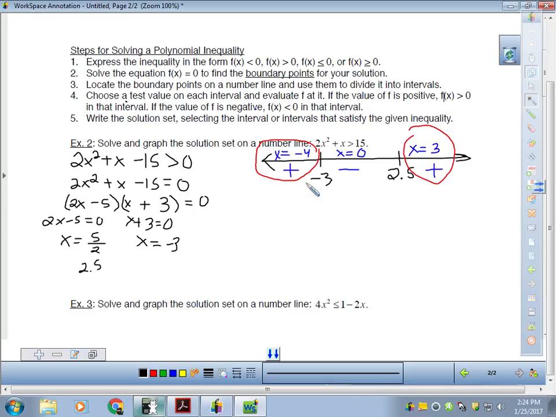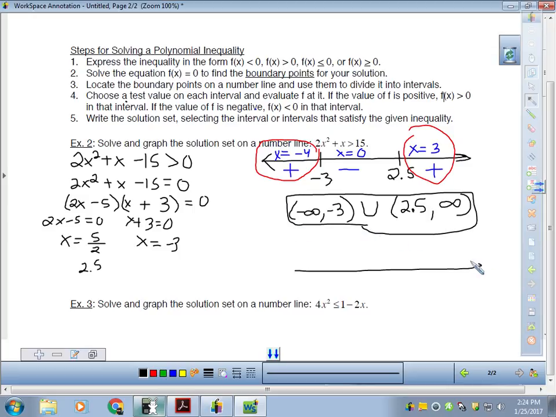So my answer is going to be this interval, which is negative infinity to negative 3. Do I include the negative 3? No, because I don't have an equal to here, so it doesn't work. So I'm going to exclude the negative 3. And then I'll have union, and then I want to do this interval. This one starts at 2.5, again not included because the inequality doesn't include it. And then it goes on to infinity. And so that would be our answer.